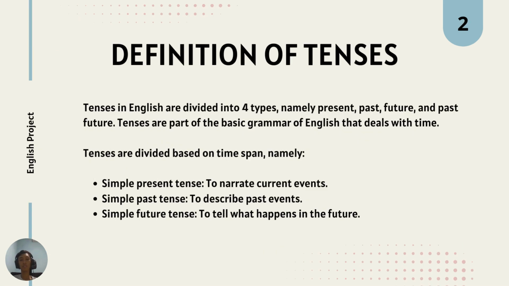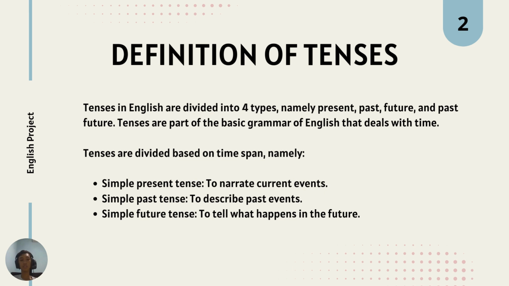Definition of tenses. Tenses in English are divided into four types, namely present, past, future, and past future. Tenses are part of the basic grammar of English that deals with time. Tenses are divided based on time span, namely 1. Simple present tense. Simple present tense is used to narrate current events.